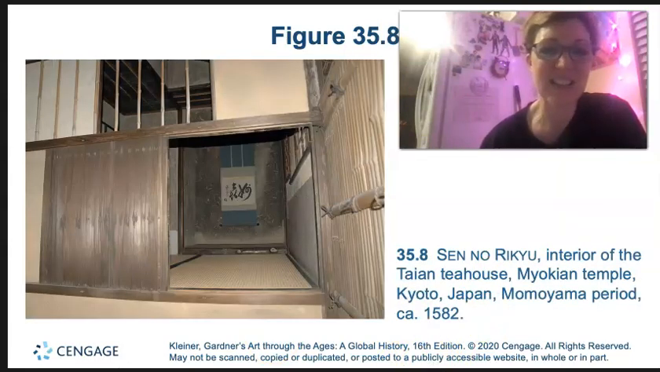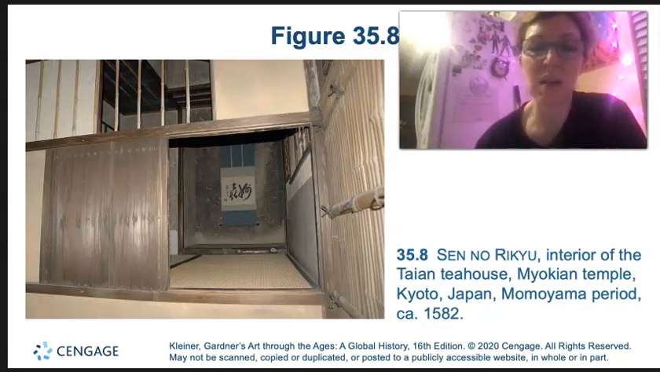Okay, so this is the Taian Tea House, located in the Myokian Temple in Kyoto. The artist's name is Sen no Rikyu. Sen no Rikyu was a renowned tea master and a tea house designer. The manner for entry of a tea house was to enter on hands and knees. In the Momoyama period, the Taian tea house was built at the Myokian Temple in Kyoto. The aesthetics and rituals of the tea ceremony were affected by the design of the tea house because the interior space was dim and tiny to enhance togetherness.